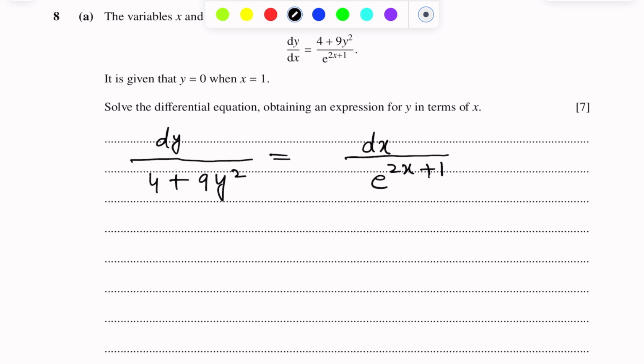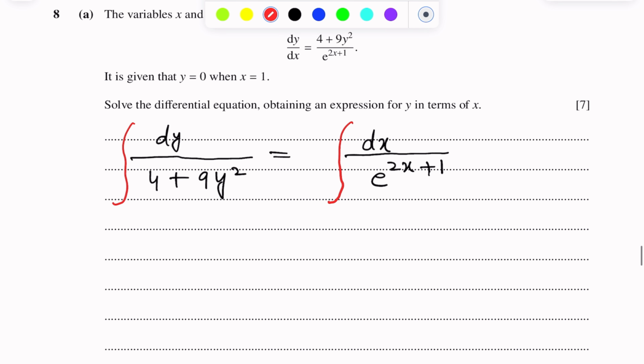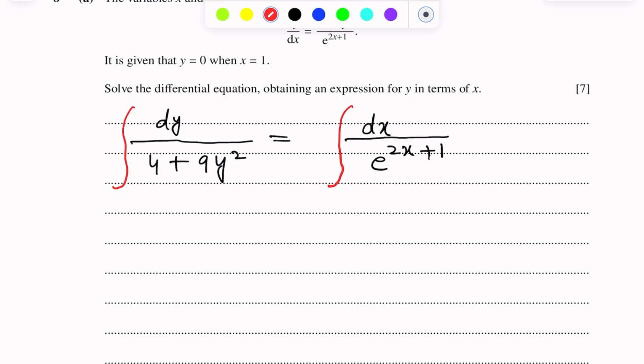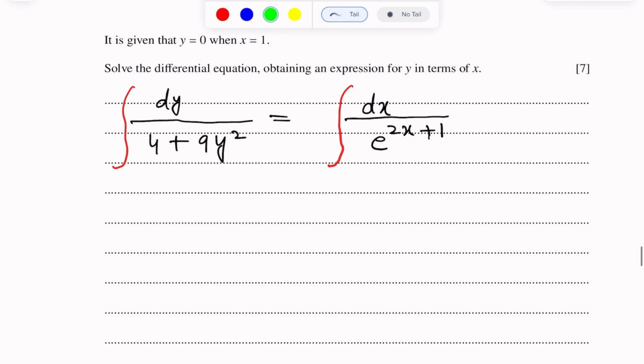Now we integrate each side with respect to the corresponding variable. Left side will be integrated with respect to y. Right side will be integrated with respect to x. We are integrating each side. This is the second step. Now we have to integrate this. On the left hand side, this formula will be used to integrate left hand side.